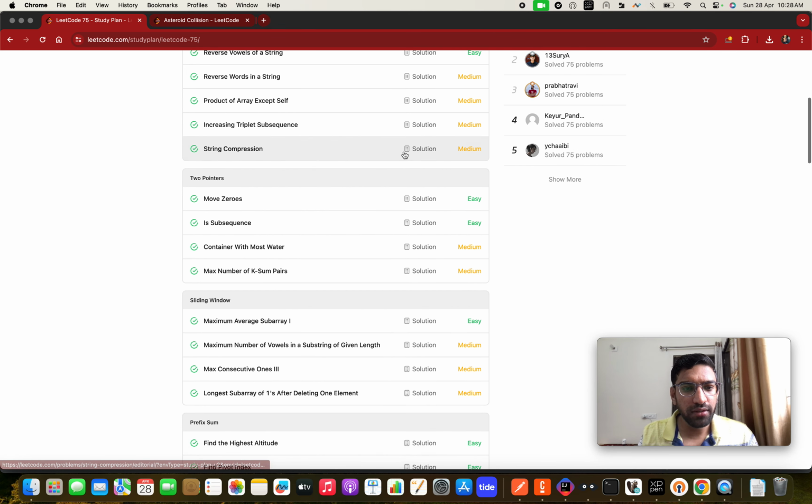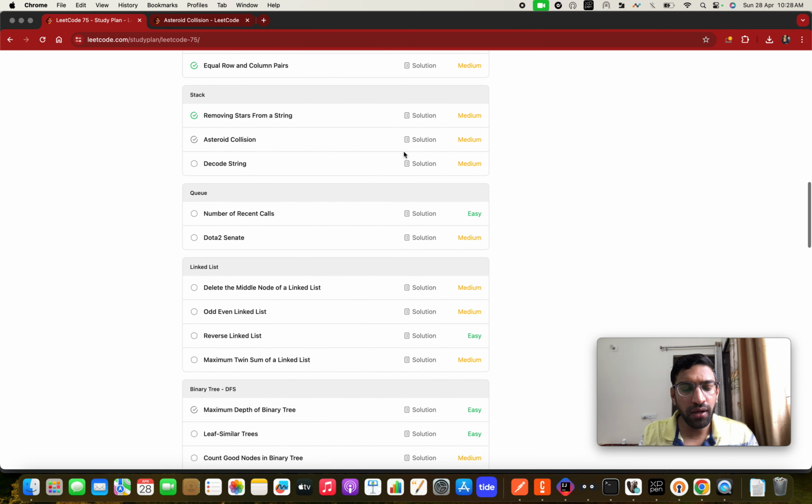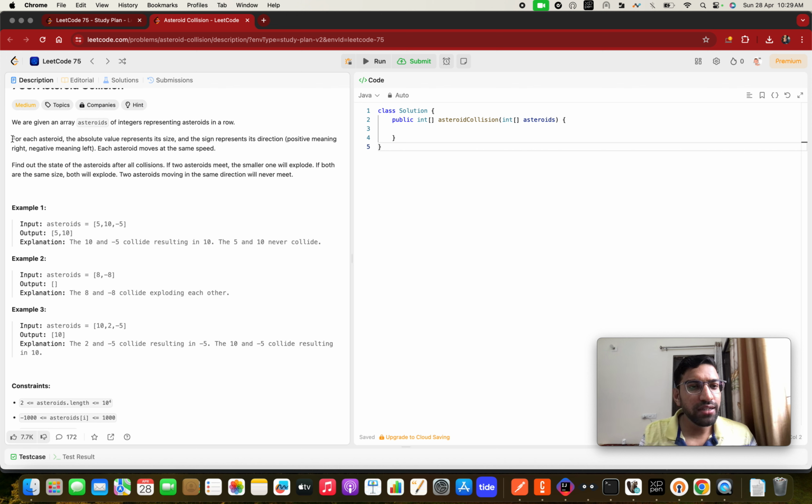25-day LeetCode coding challenge, and today we are going to solve our next problem statement, asteroid collision. Let's start. We are given an array asteroid of integers representing asteroids in a row. For each asteroid, the absolute value represents its size and the sign represents its direction. Positive meaning right, negative meaning left. Each asteroid moves at the same speed. Find out the state of the asteroids after all collisions.